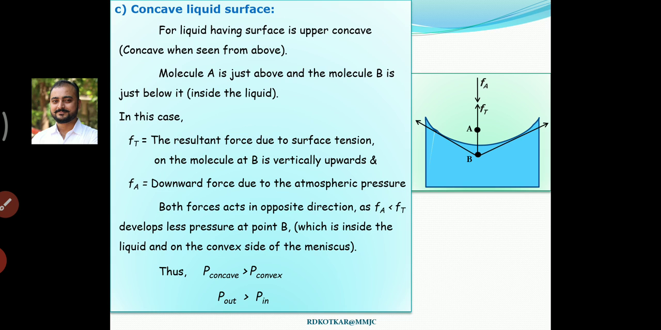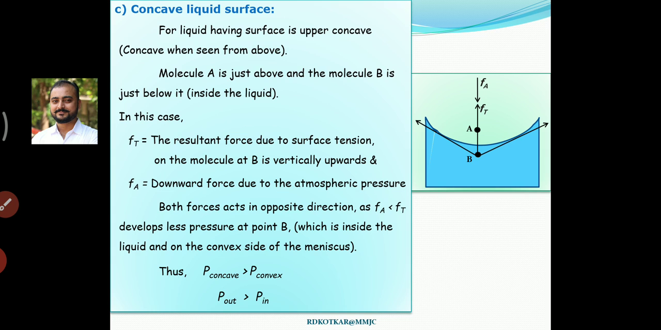This means the greater pressure is acting along the concave side as compared to the convex side. Okay, so the relation of the pressure is given to you: the pressure along the concave side is greater as compared to the pressure along the convex side. In other words, outside pressure should be greater than inside pressure. But remember, don't refer to outside and inside everywhere; depending on the shape of the meniscus, concave or convex, your out and in should change.